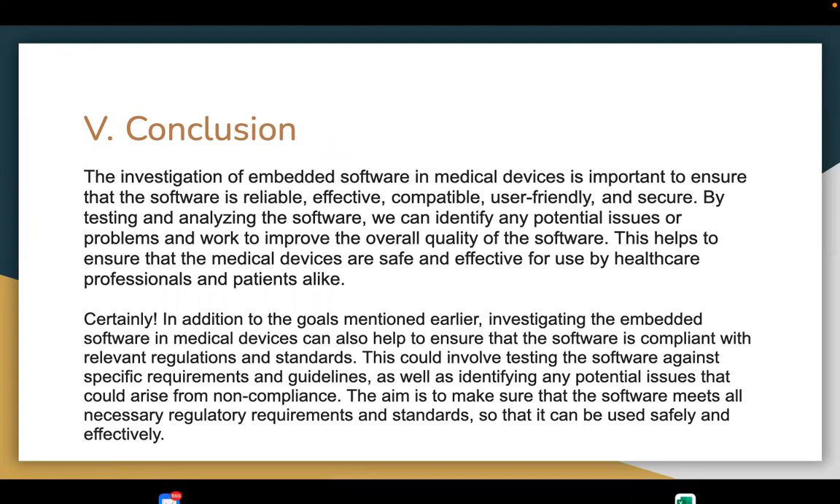In addition to the goals mentioned earlier, investigating the embedded software in medical devices can also help to ensure that the software is compliant with relevant regulations and standards. This could involve testing the software against specific requirements and guidelines, as well as identifying any potential issues that could arise from non-compliance. The aim is to make sure that the software meets all necessary regulatory requirements and standards so that it can be used safely and effectively.